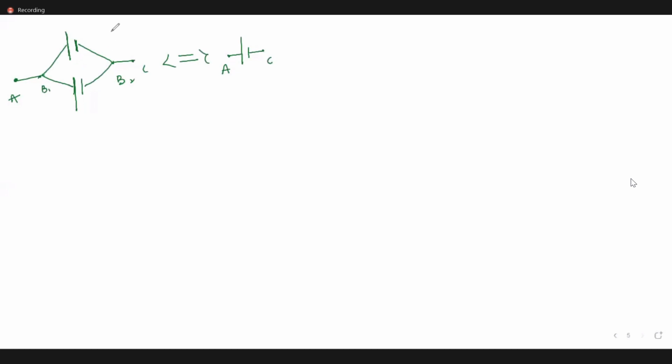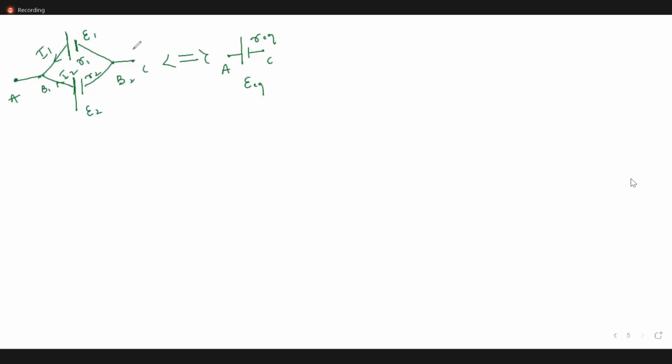Okay. So the first cell has the EMF of E1, and the second has the EMF of E2, and this is the equivalent cell. Let me write it as E equivalent. And similarly, each has some internal resistance: R1, here it is R2, and here it is R equivalent. Okay. So now how is the current flowing? Let me write I1, and here it is I2. Okay. Is it clear?